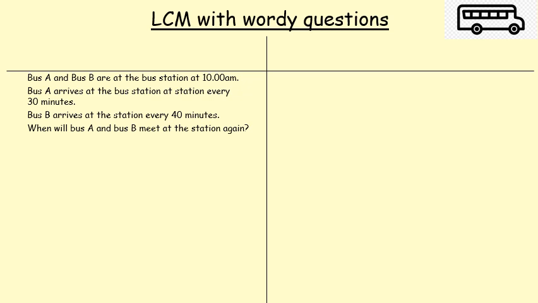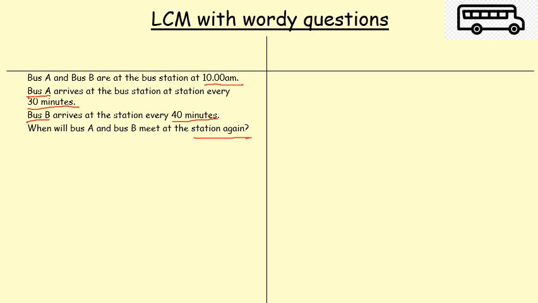Okay, so first of all, I'm going to underline my key timings, my key information. So the fact that they are at the bus station at 10 AM is important. Bus A is every 30 minutes and bus B is every 40 minutes. We want to know when they'll meet again at the station. So we're thinking lowest common multiple, and we're going to use our listing method again. But this time we're going to use our listing method starting from 10 AM.